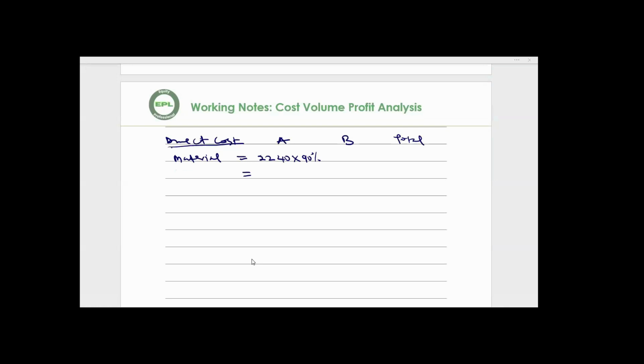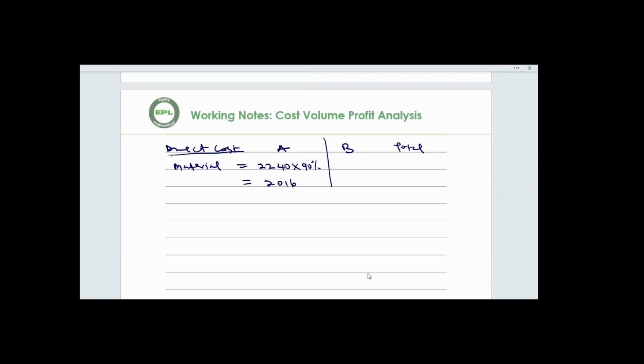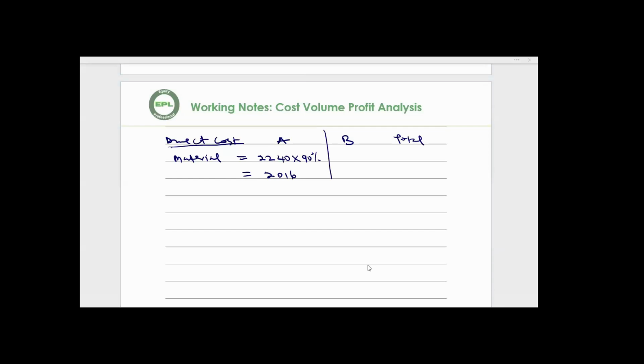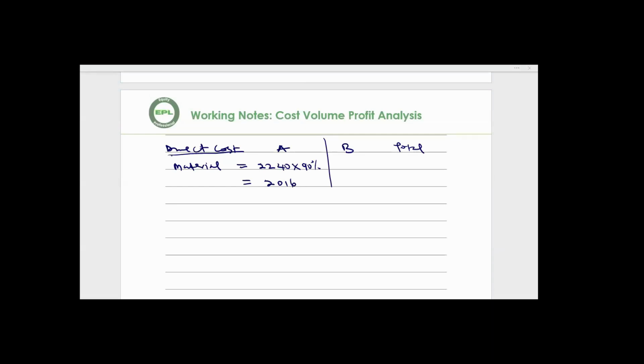Sorry, error. 2240. Here is 2016. Then for B, the total material cost of B is 5040, and we are told that material B will fall by 20%.